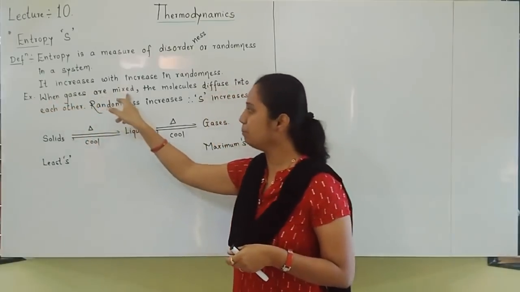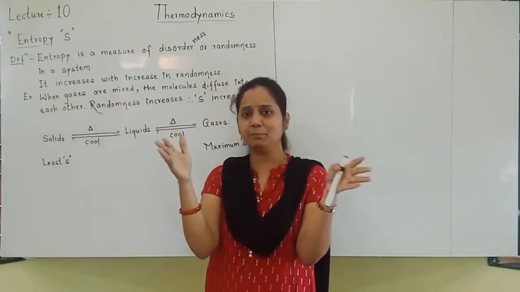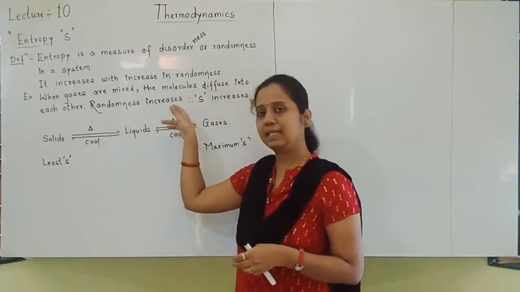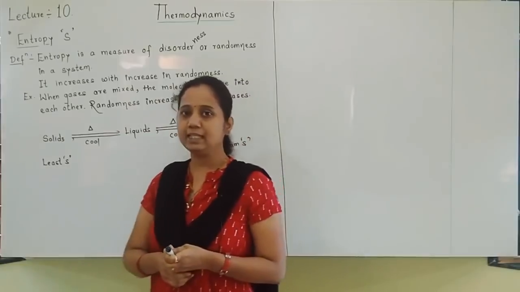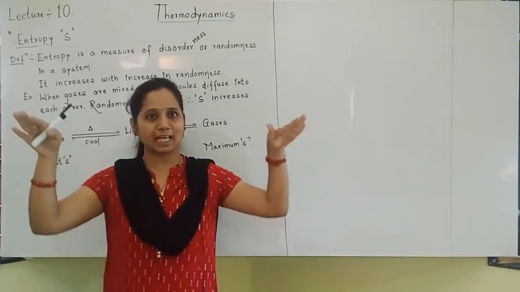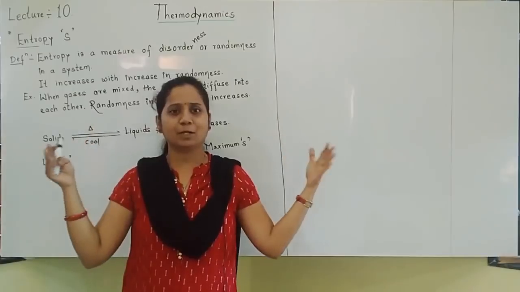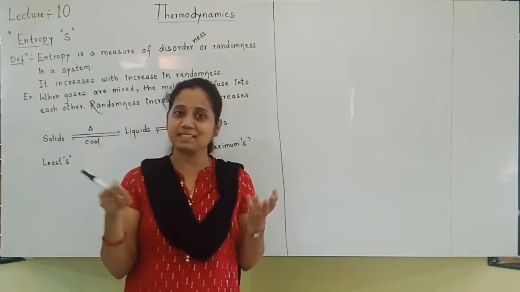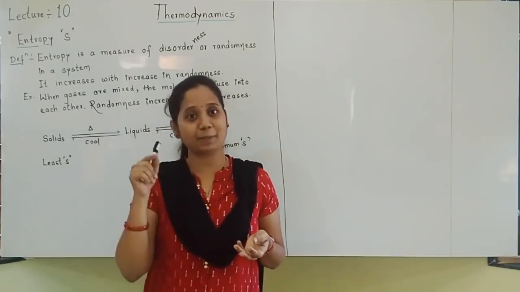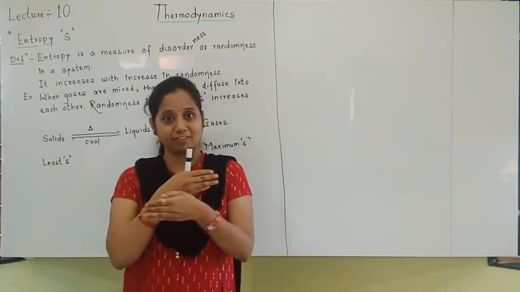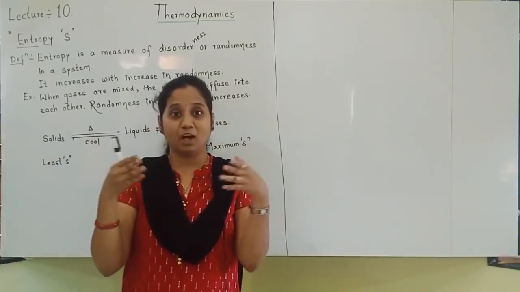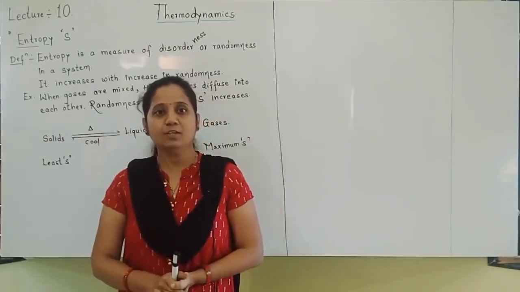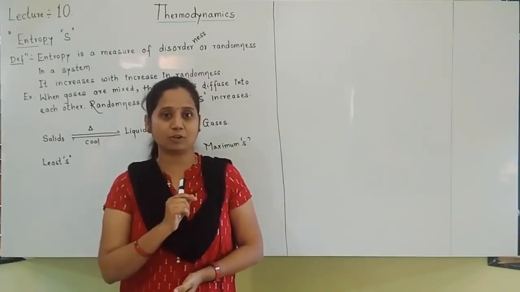When gases are mixed, molecules diffuse into each other, randomness increases, so entropy also increases. Mixing of gases: when gases are steady, not possible, but when wind comes, everything mixes into each other. Disorderness increases, randomness increases, that is, entropy increases. The more disordered it is, the more entropy.